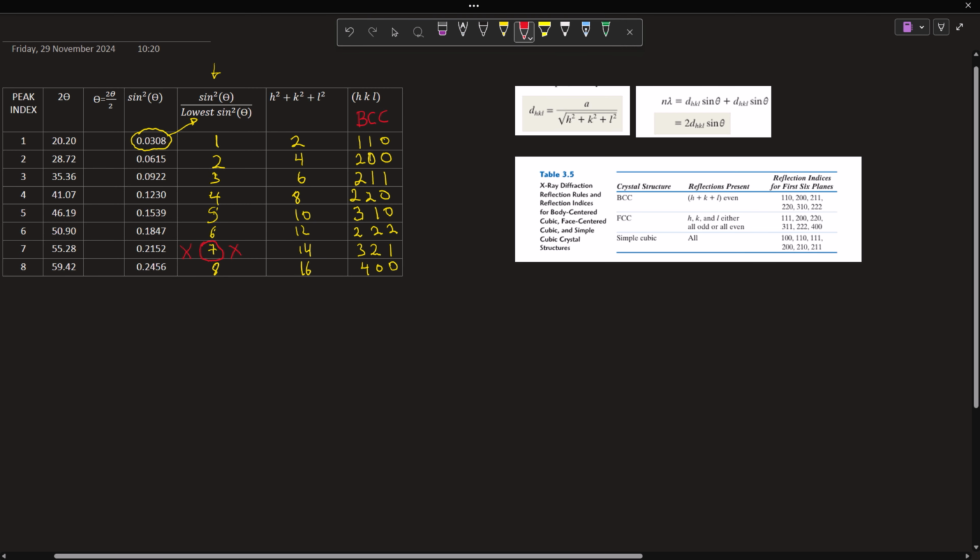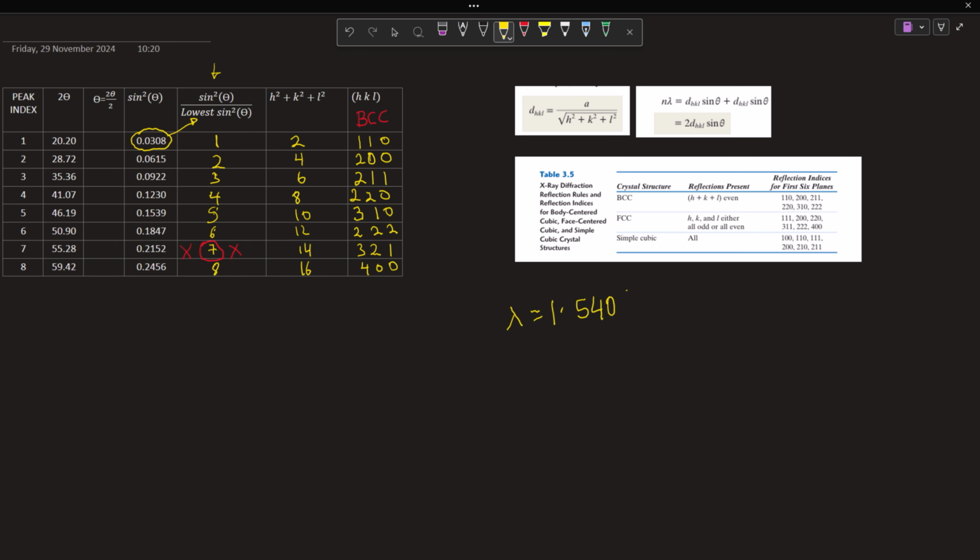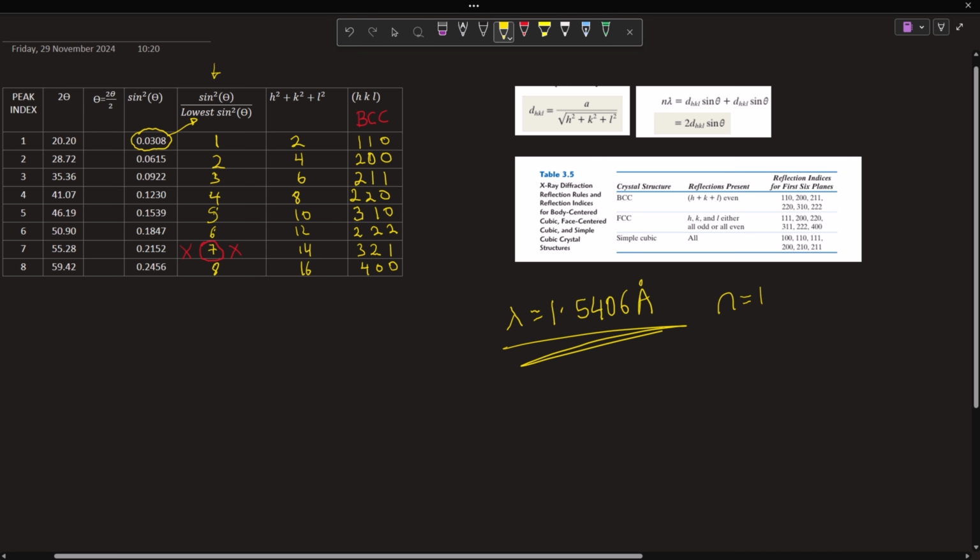Alright guys, I forgot to mention earlier that we were told that our wavelength lambda is equal to 1.5406 Armstrong. We're given this in the question because we need it to find our interplanar spacing, D, or to find our lattice parameter. After being given our wavelength, we know that our n, which is the diffraction order, is equal to 1. Sometimes you are told, most of the time you figure it out.